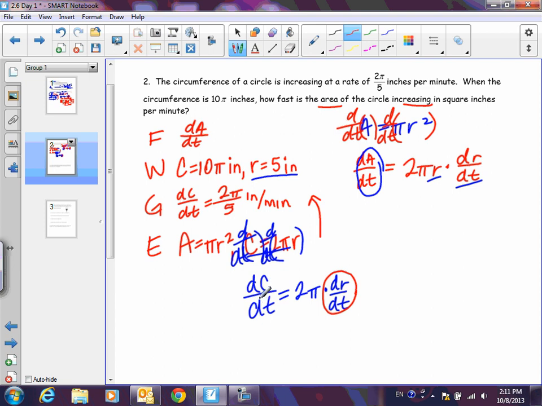And this is, again, why you want to write all your information over here. So look, do we know what dc over dt is? 2 pi over 5. It's 2 pi over 5. So 2 pi over 5 equals 2 pi times dr over dt. What does this make dr over dt?